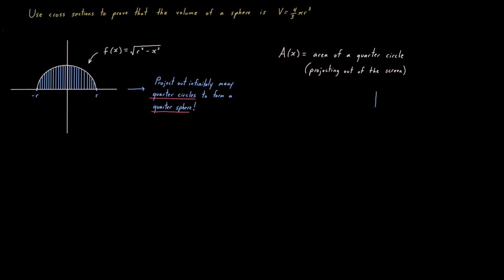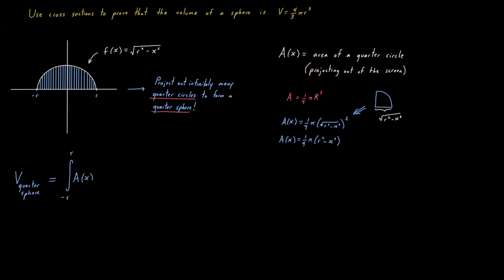My A(x) here is going to be the area of any one of those infinitely many quarter circles. Generic representation shown. Of course, the radius, the length of those blue segments, is the square root of r squared minus x squared. And the area of a quarter circle is 1/4 times pi times the radius squared. That's what I'm doing there. And A(x) is that guy at the bottom. For the volume, I use my formula again. a to b is negative r to r in this case. A(x) we just solved for. We throw him in.